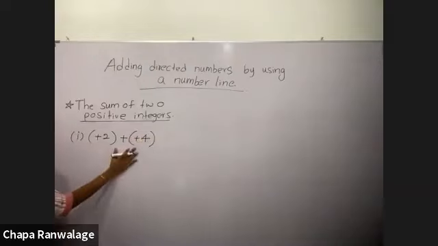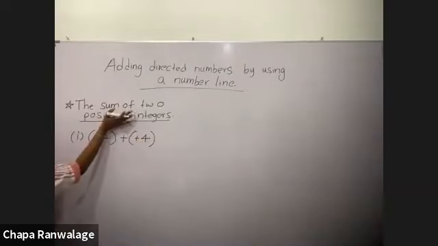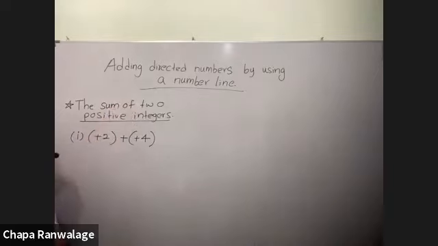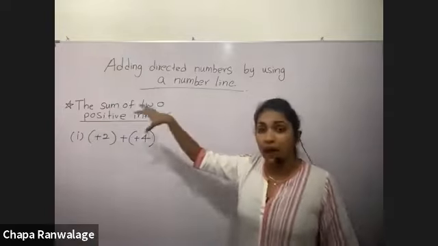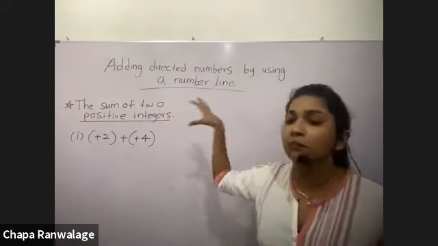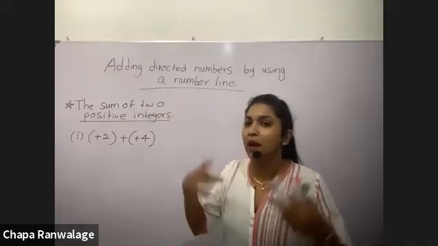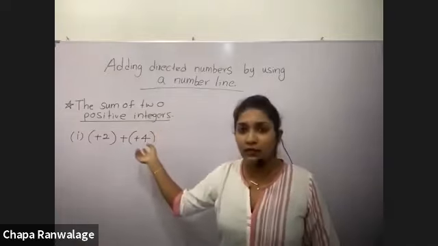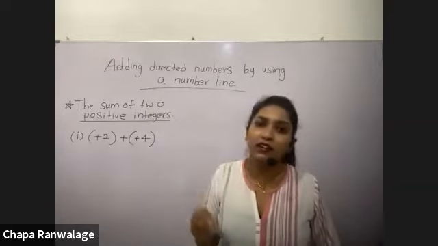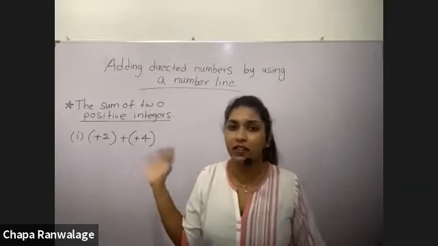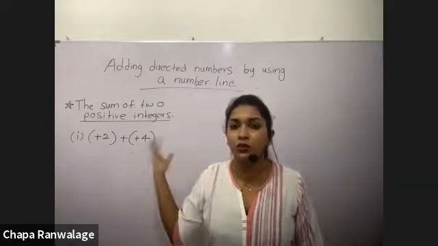Don't write this. Write this one only. Now I am going to add +2 and +4 together by using the number line. You have to use the number line. Definitely, you will get a question from this part, from the directed numbers part. That's why I chose this lesson.